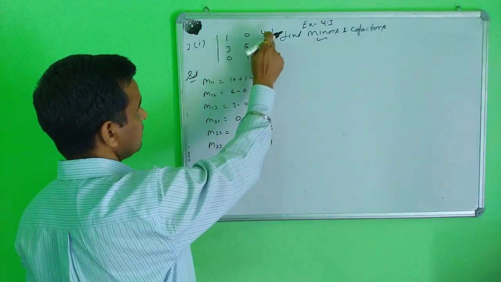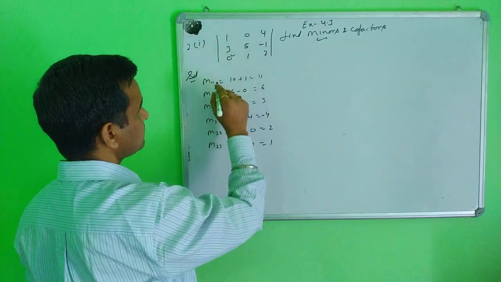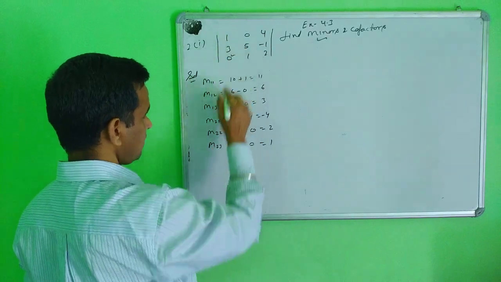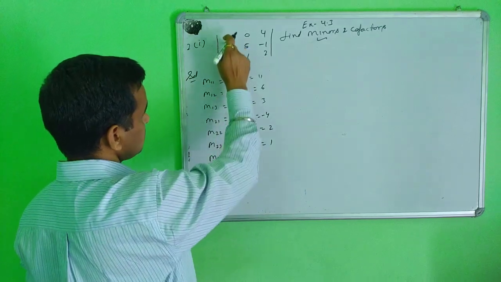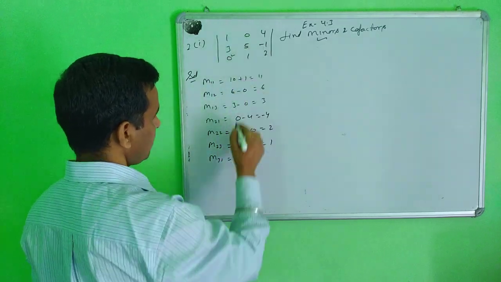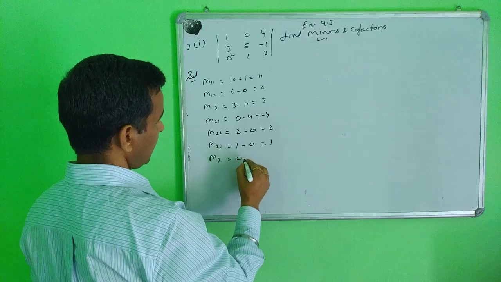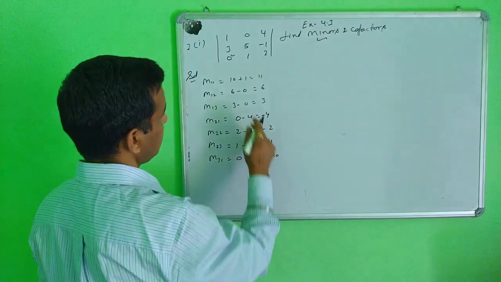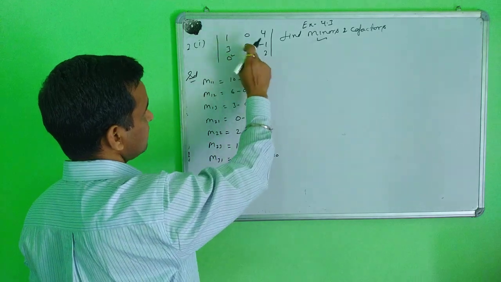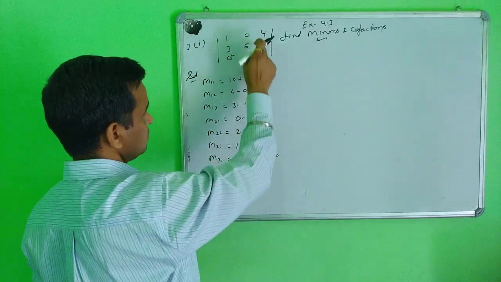Second, this element here, the 3 1. The minor of 3 1. This row and this column will be hidden. 0 minus 5 times 4, which is 20. The answer here is minus 20.